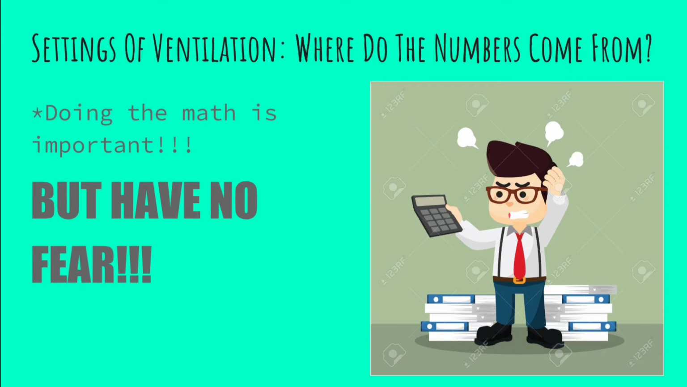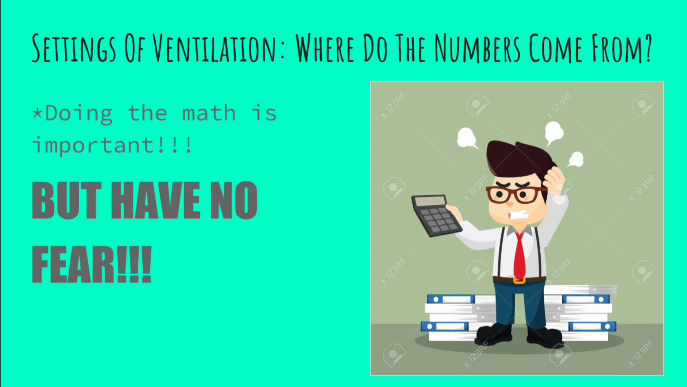So the settings of the ventilator, where do these numbers come from? I've given you a couple things here that you're probably wondering about if you've never dealt with ventilators before. What is tidal volume? How do we come up with the numbers, and how do we know what to set the patient's settings at? This is something that a lot of people, in all honesty, don't do.